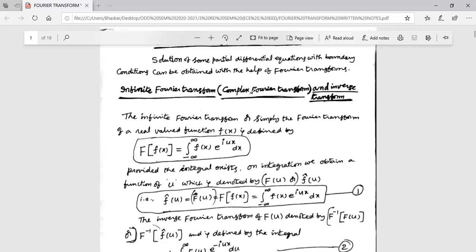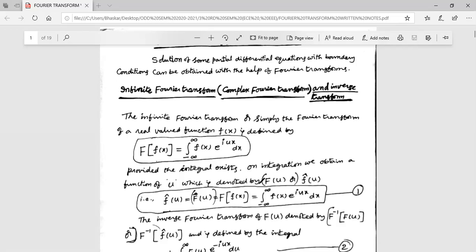The infinite Fourier transform, or simply the Fourier transform, of a real valued function f of x is defined as follows. This script F represents the Fourier transform; it is a transform operator. F of x equals the integral from minus infinity to plus infinity of f of x e power iux dx, provided the integral exists.